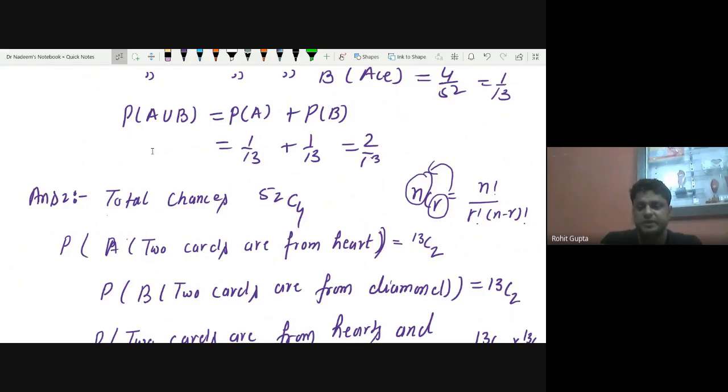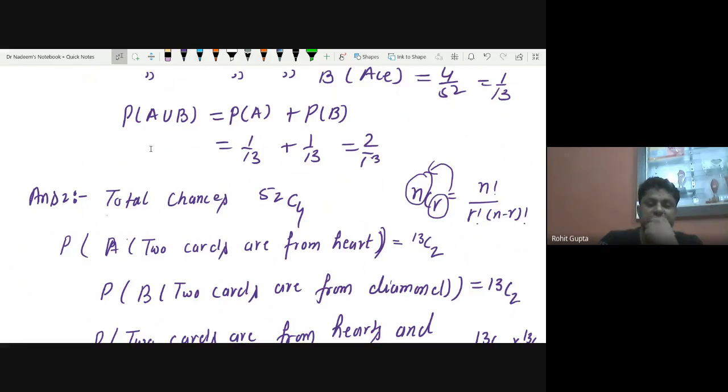nCr is n factorial upon r factorial times n minus r factorial. So there are total 52 cards, and we need to draw 4 cards. So the total chances are 52C4. And the probability that 2 cards are from hearts: how many hearts cards are there in total? 13 hearts cards are there. So the favorable chances are 13C2.